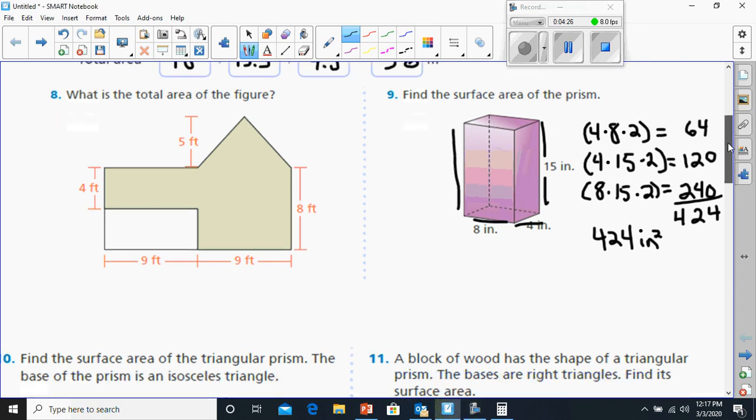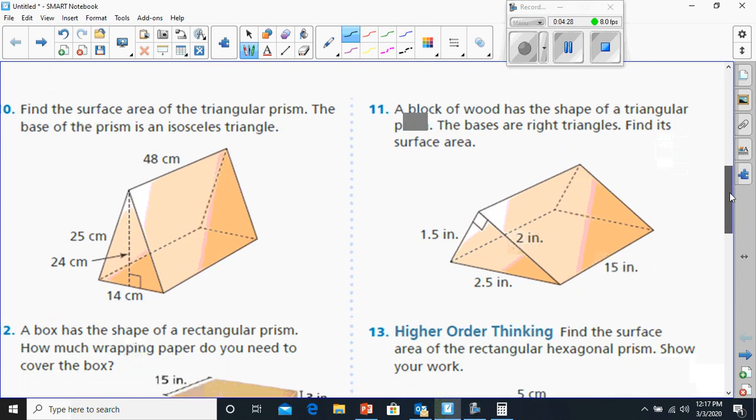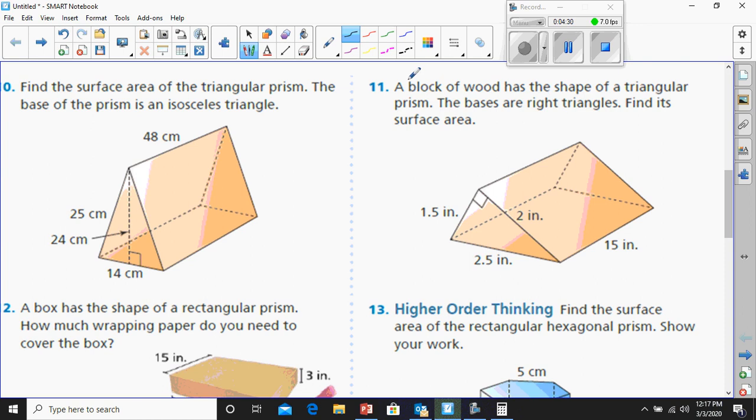And let's mosey on down here to number 11 now, since I'm doing all the odd ones. A block of wood has the shape of a rectangular prism. The bases are right triangles. Find its surface area. Well, let's see. This side here is going to be 2 by 15. So that's going to be 2 times 15, and that's going to be 30.